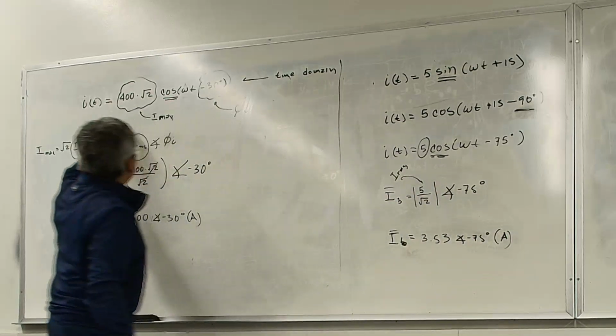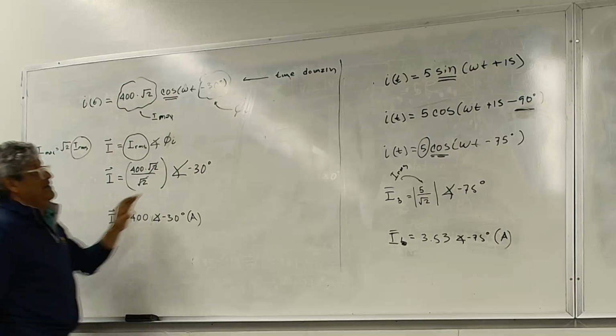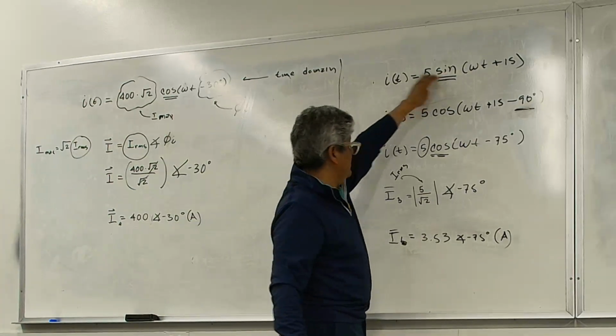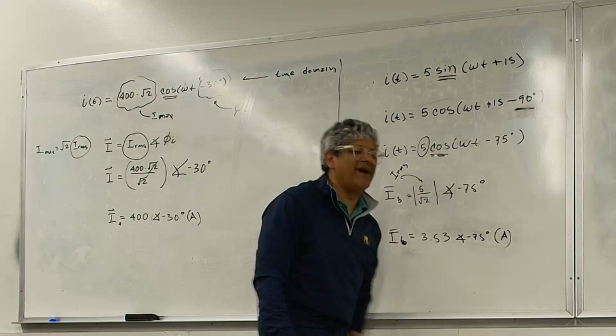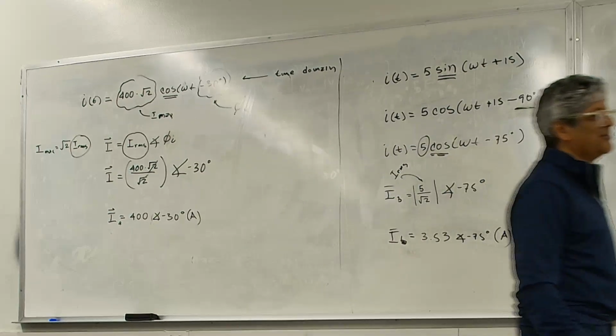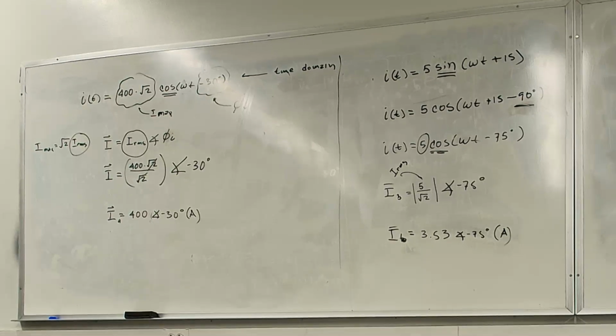So basically, once again, you're converting from the time domain sine to the phasor domain. The only thing you gotta remember is that this has to be a cosine. Am I gonna give you something like this on the test? The answer is no. But you should know how to do that. You should know how to do it with those kinds of signals.